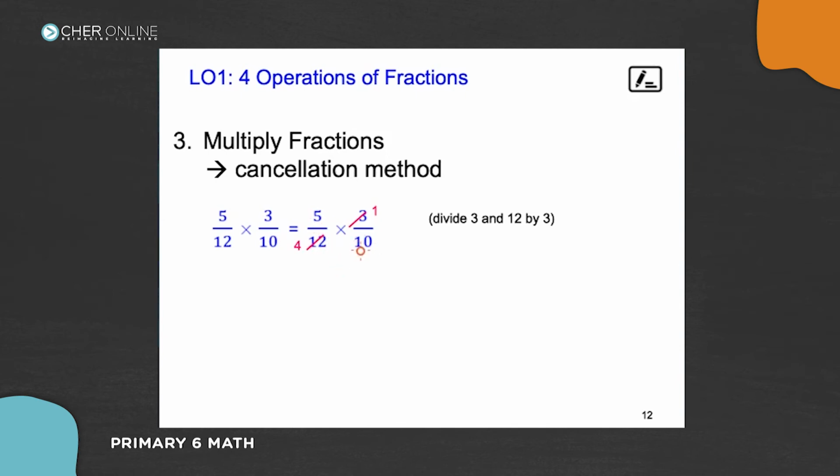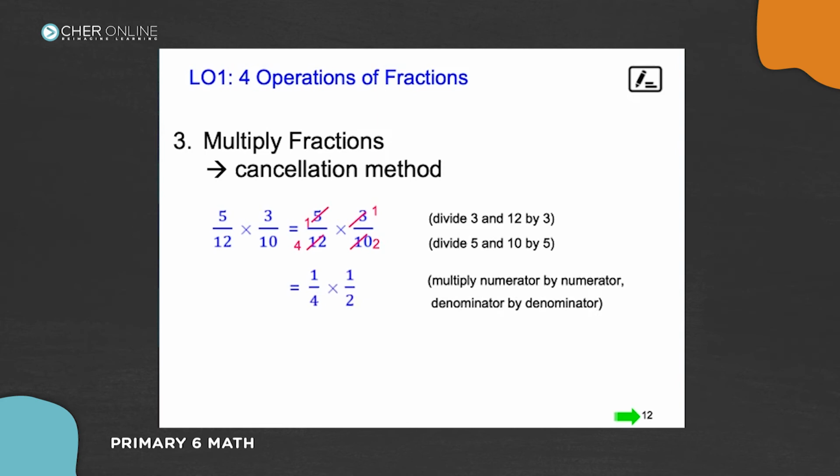Then we look at the other two numbers, 5 and 10. Both can be divided by 5. So we do another step. We divide by 5. That gives me 1 here, and 2 below. We are left with 1/4 times a half. What we do after that is numerator times numerator, denominator times denominator. Then that gives me 1 out of 8.